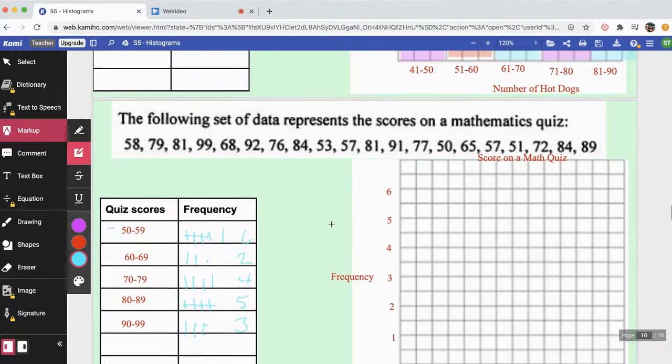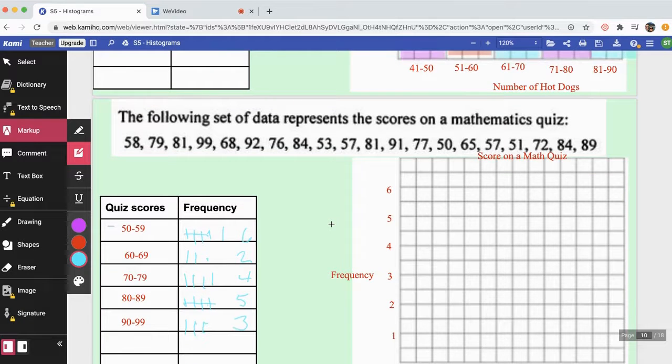So I decided to do intervals of 10 again because my range was from 50 all the way up to 99. So my range was about 50, so I decided to do intervals of 10, and that gave me 5 intervals. So I did 50 to 59, 60 to 69, 70 to 79, and so on. And then when I tallied them all up, I got 6, 2, 4, 5, and 3 over here.